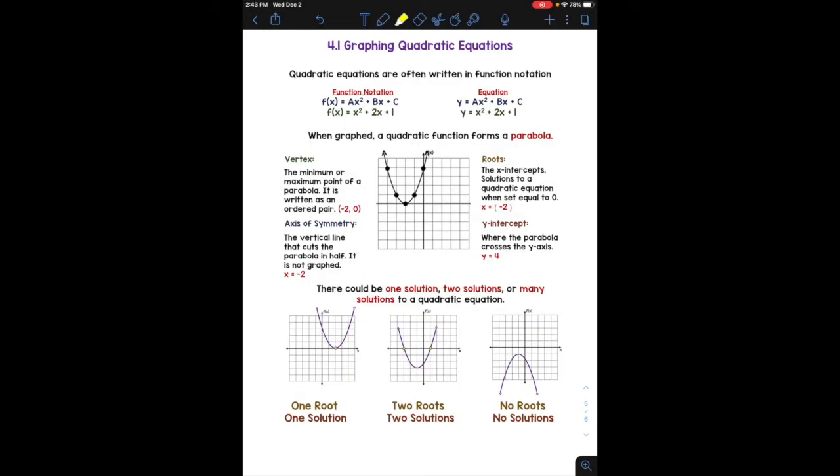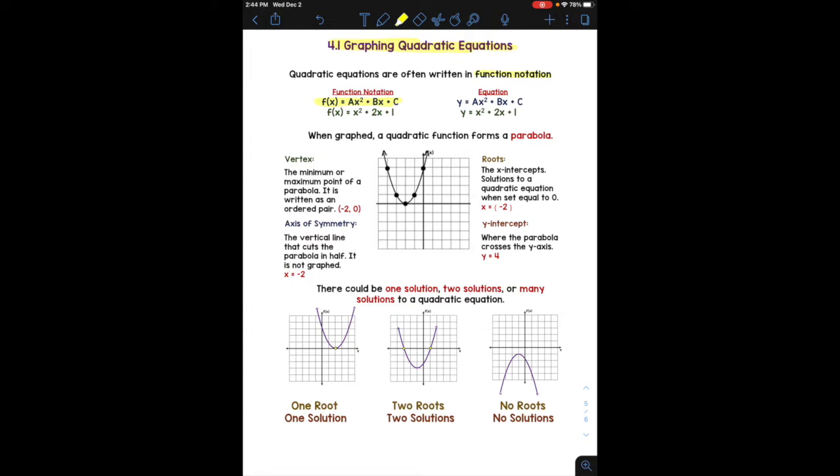Hey guys, today we're starting our new chapter, chapter 4, and we're going to talk about graphing quadratic equations. Quadratic equations are often written in function notation, and remember, function notation usually starts off with f of x. So therefore, this is the model for a quadratic equation in function notation. It has three coefficients, a, b, and c, and it always has an x squared term.